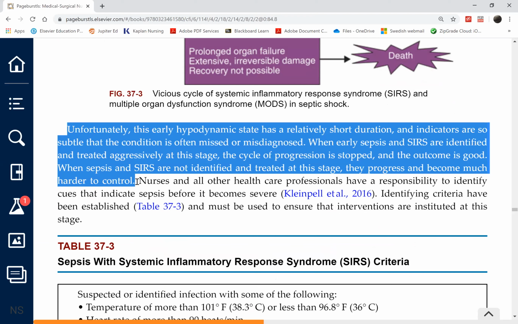Unfortunately, this early hypodynamic state has a relatively short duration, and indicators are so subtle that the condition is often missed or misdiagnosed. When early sepsis and SIRS are identified and treated aggressively at this stage, the cycle of progression is stopped and the outcome is good. When sepsis and SIRS are not identified and treated at this stage, they progress and become much harder to control.